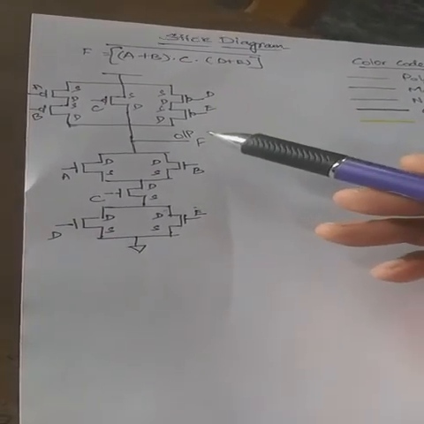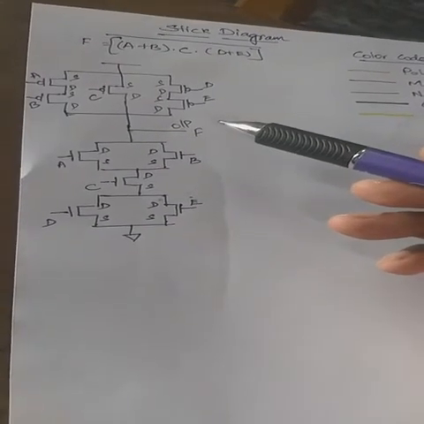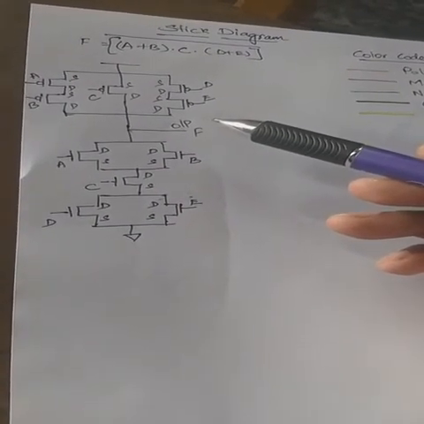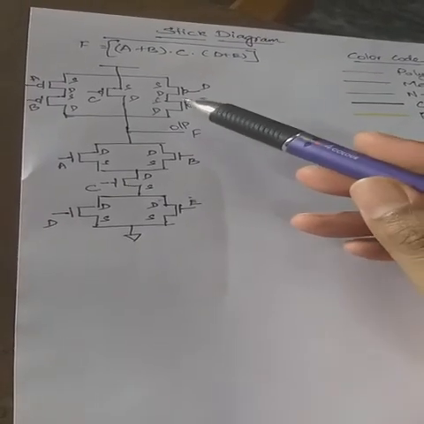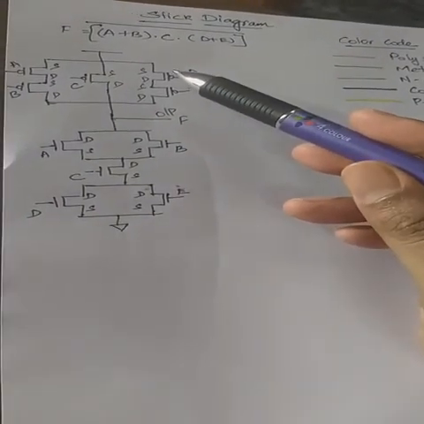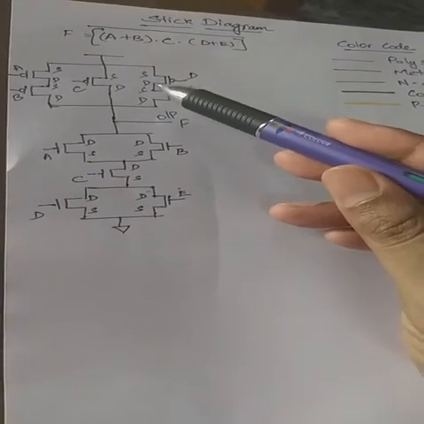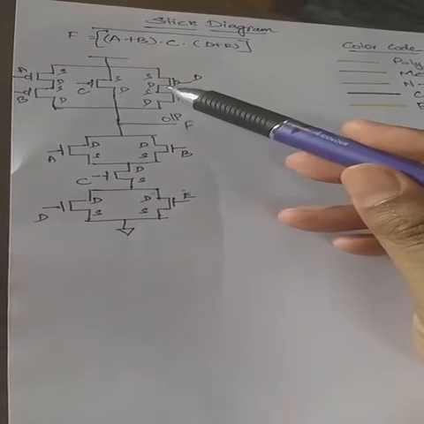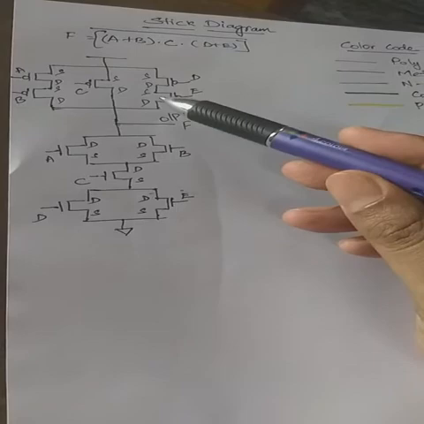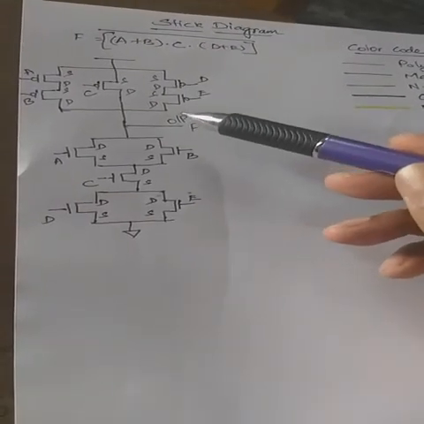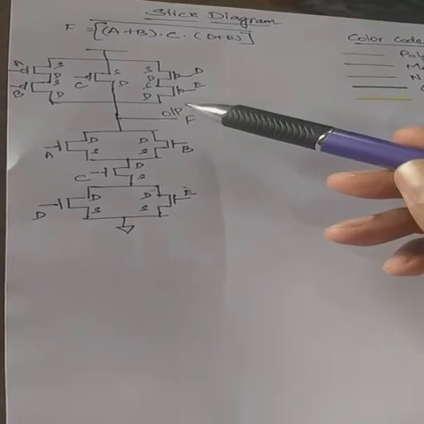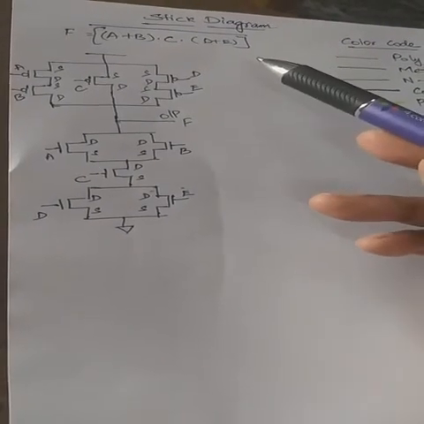The second video was about the rules you have to know before drawing a stick diagram. We also saw the second step of drawing a layout diagram, that is, to mark the source and drain terminals of a particular transistor. This is the last diagram we have seen so far. Now let me move on to the next step, that is drawing a stick diagram.